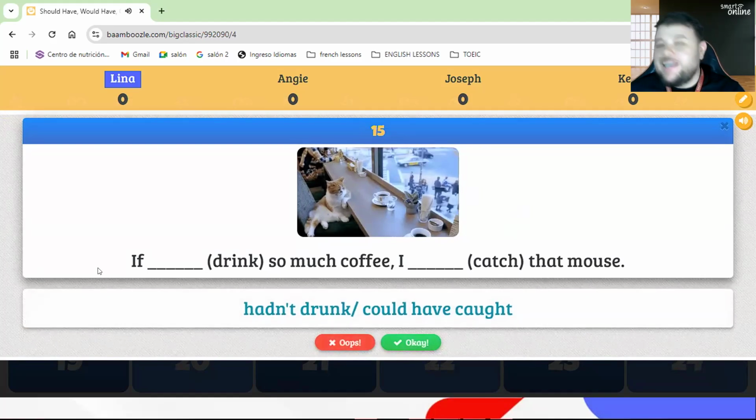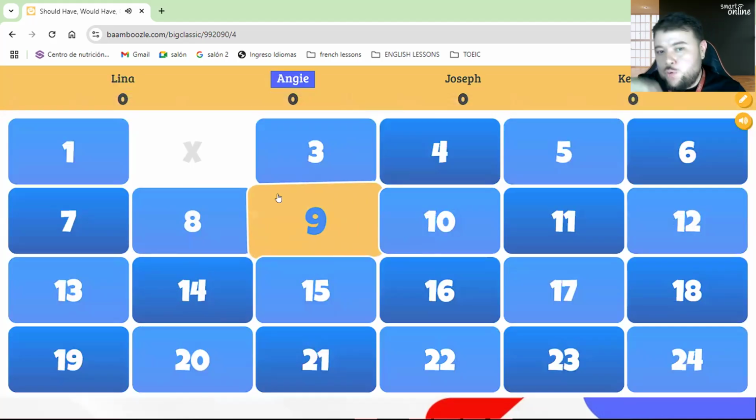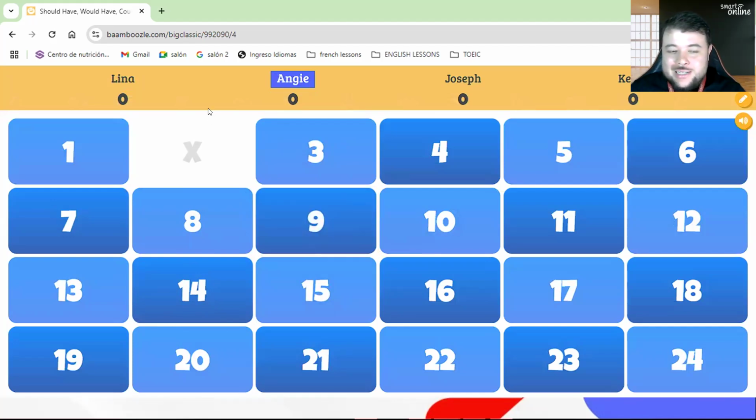Okay. Remember that the conditional is also useful for that. If I had, if I hadn't, ¿ok? Esto lo vamos a ver en la próxima clase. Que si yo hubiese, if I had, si yo no hubiera, if I hadn't, ¿ok? You got it, right? Pero nosotros con el should have, couldn't have, would have, normally. All right?